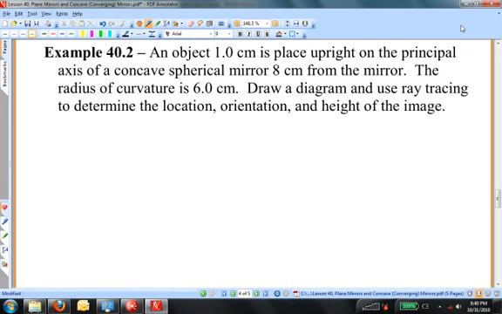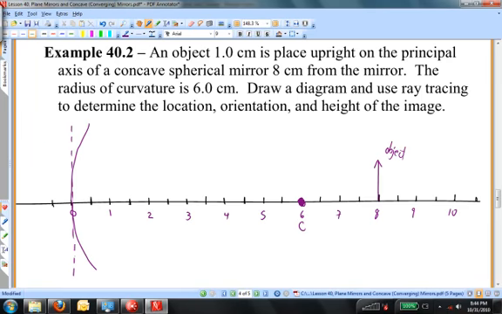An object 1 centimeter high is placed upright on the principal axis of a concave spherical mirror 8 centimeters from the mirror. The radius of curvature is 6 centimeters. Draw a diagram and use ray tracing to determine the location, orientation, and height of the image. We begin as we did before, sketching a scale diagram and showing the things that we know.